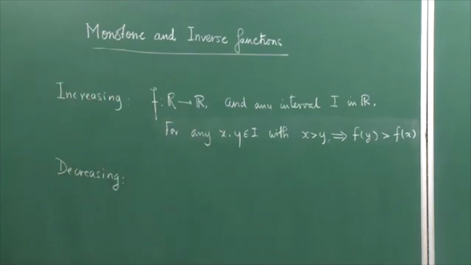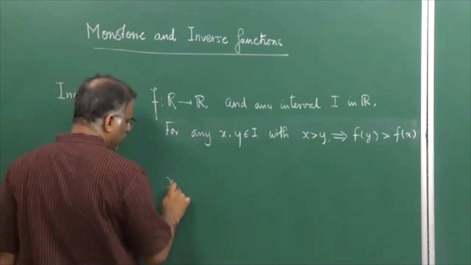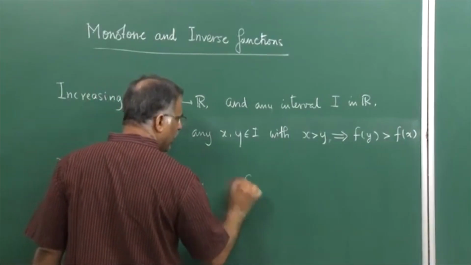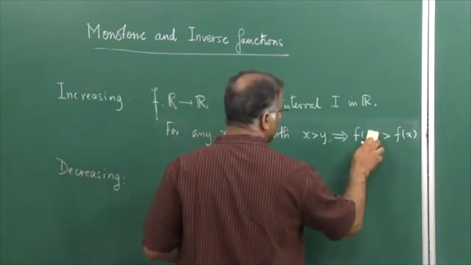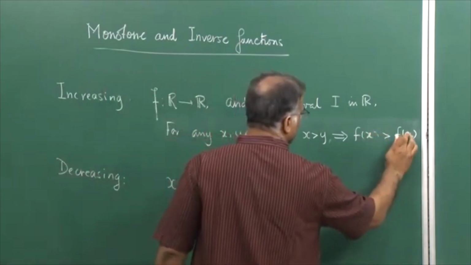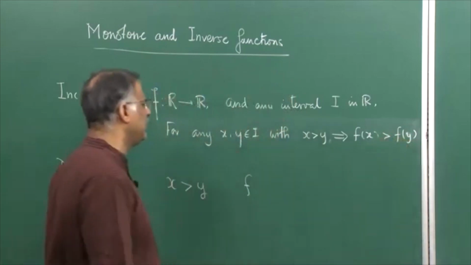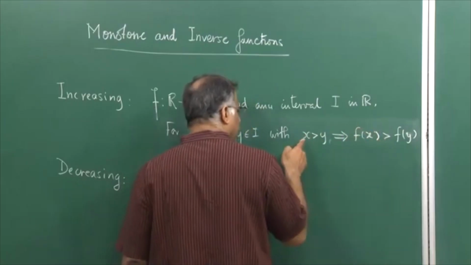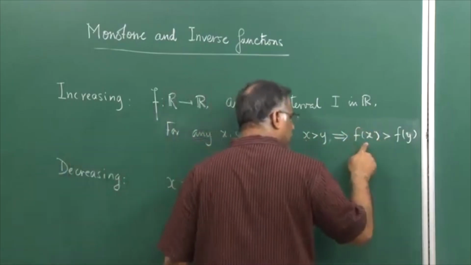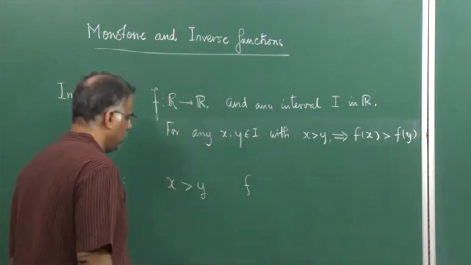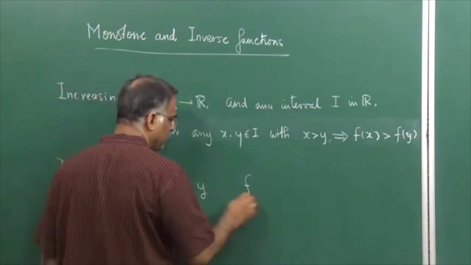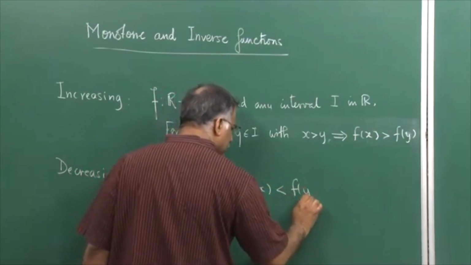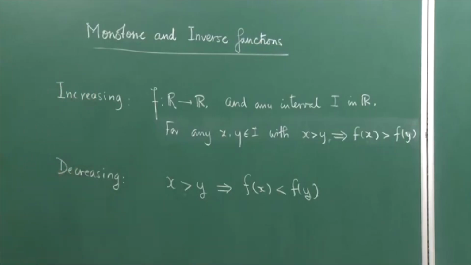And the decreasing thing is the same, where whenever x is strictly bigger than y, the function value should decrease. So when x is strictly bigger than y, f(x) should be strictly bigger than f(y). This is increasing. Sorry, I made a mistake. I just wrote the decreasing definition. So increasing means when x is bigger than y, f of x should also be strictly bigger than f of y. If x is bigger than y, it should imply that f of x should be strictly lesser than f of y. So that is the meaning of decreasing.